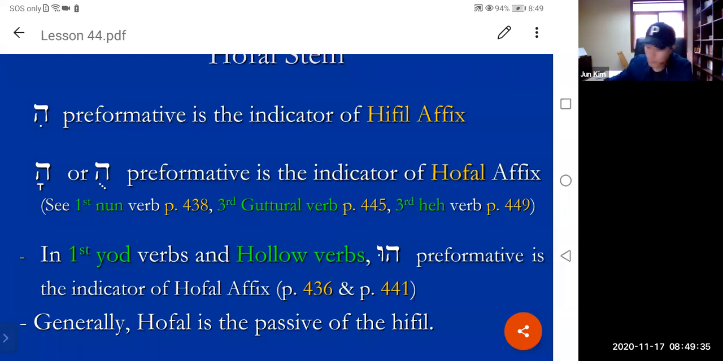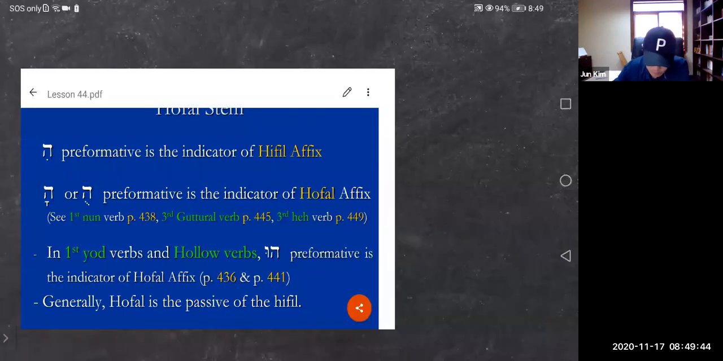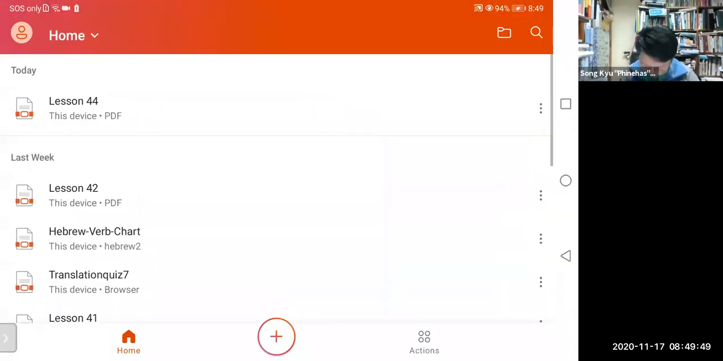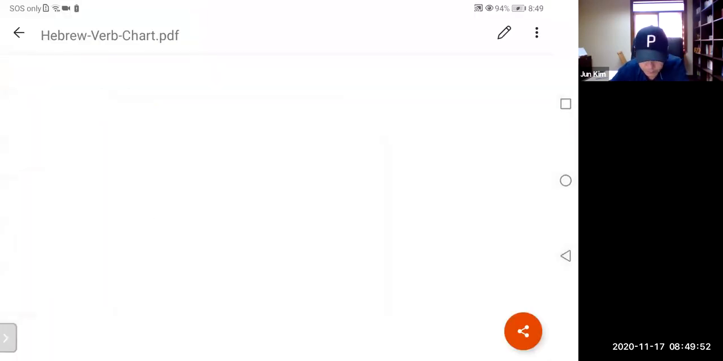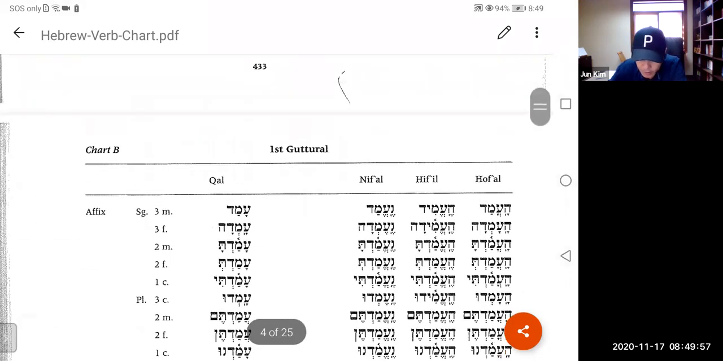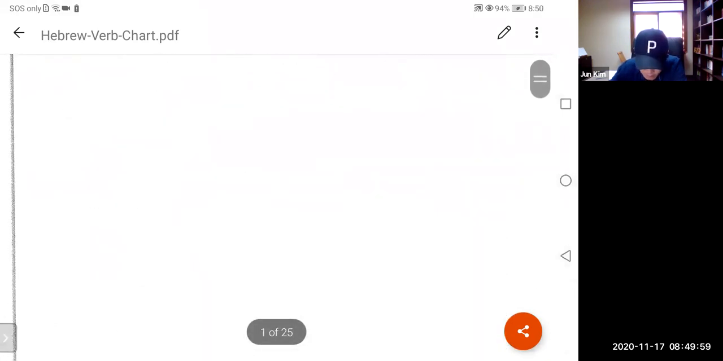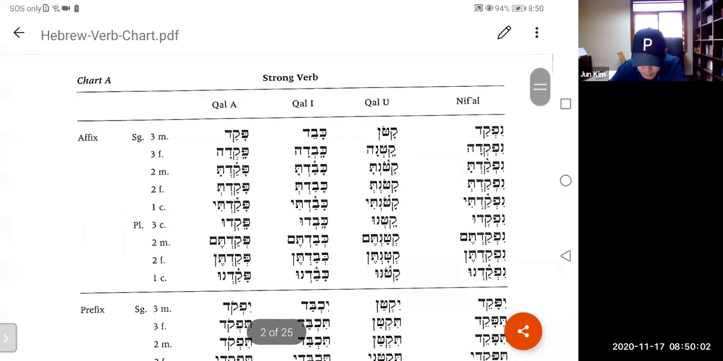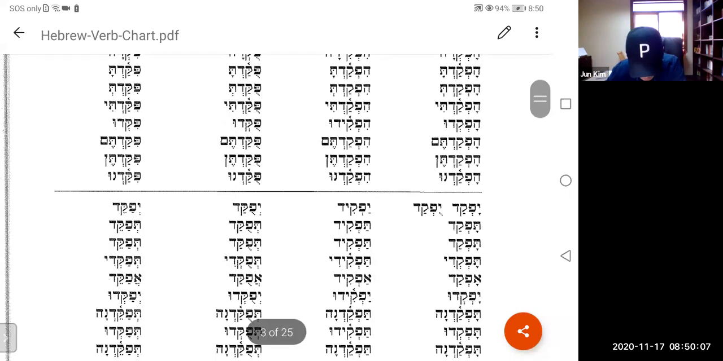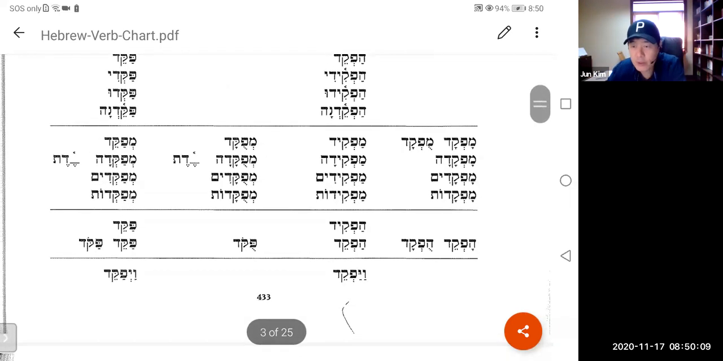So let's look at our verb chart again. Let me show you another. Nice. Please look at your verb chart. I have it here too. Let's pay attention to Hofal. Let's start with the strong verb on page, what page is it? 433.